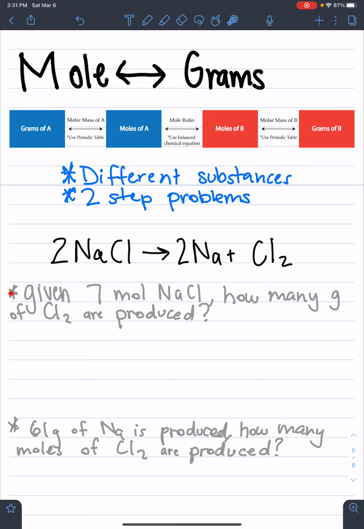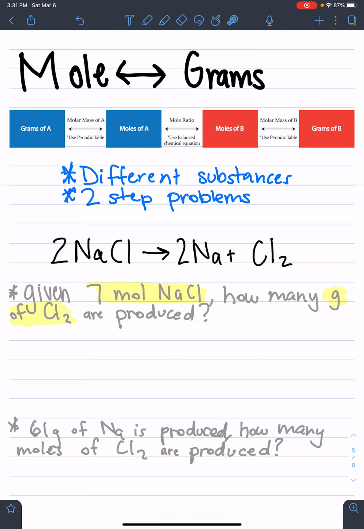So let's read our first problem right here. It says, given 7 moles of NaCl, how many grams of Cl2 are produced? When I read this, the key things are first that 7 moles of NaCl has a number in it, so I know that's my starting point. The other thing is that we're trying to go to grams of Cl2. Since we're going from moles to grams, and from two different substances, I know I'm going to have a two-step problem here.